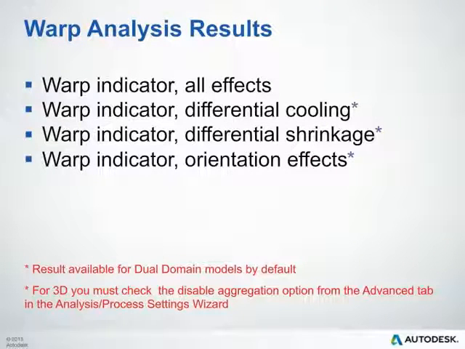You can get up to 4 results when running the warpage analysis. They are the warpage indicator all effects. You get one for differential cooling, one for differential shrinkage, and one for orientation effects. Now these last 3 results will always be available for dual domain by default. However, for 3D, remember you have to disable that aggregation option in your advanced tab, or else you will not get these last 3 results.